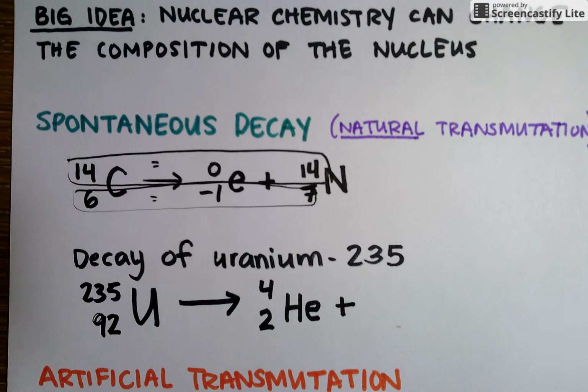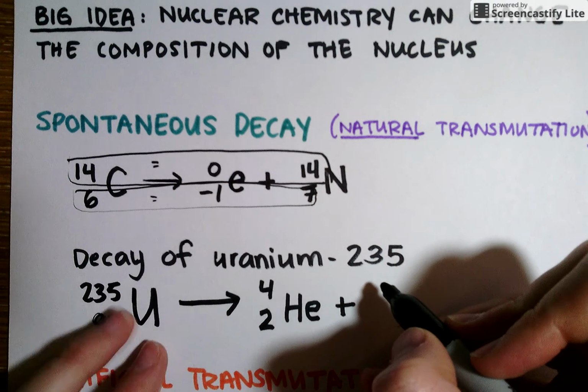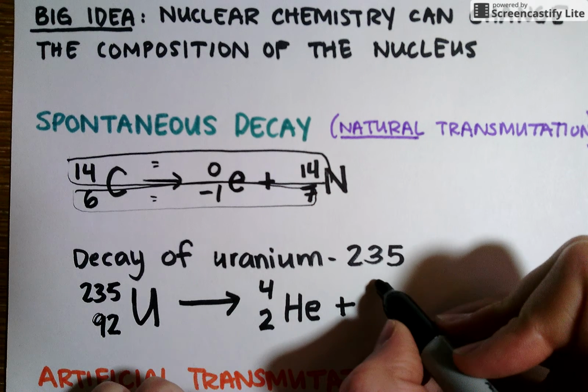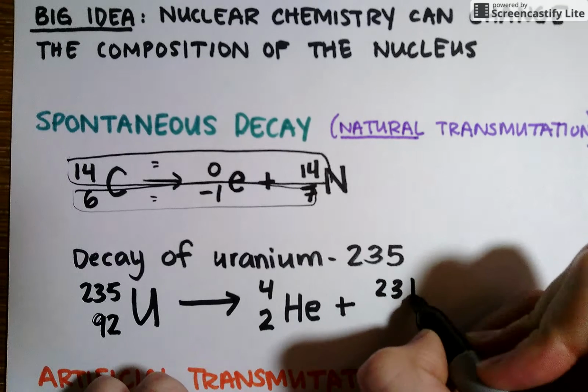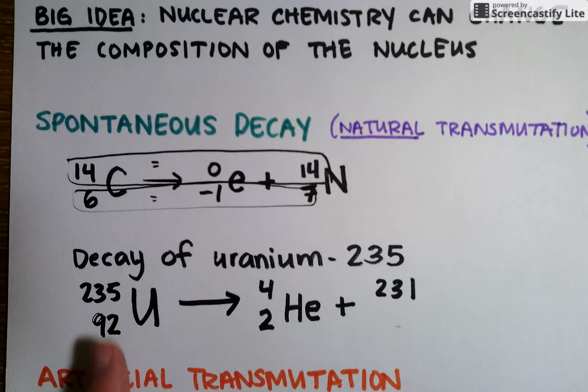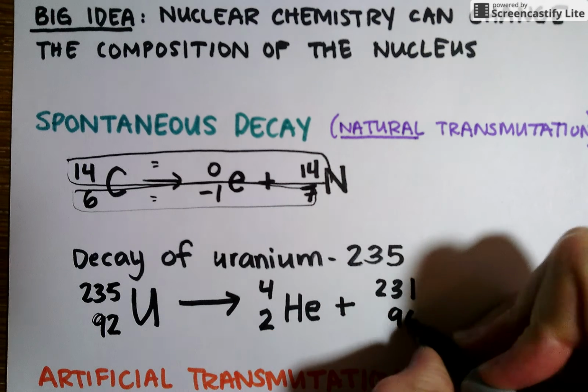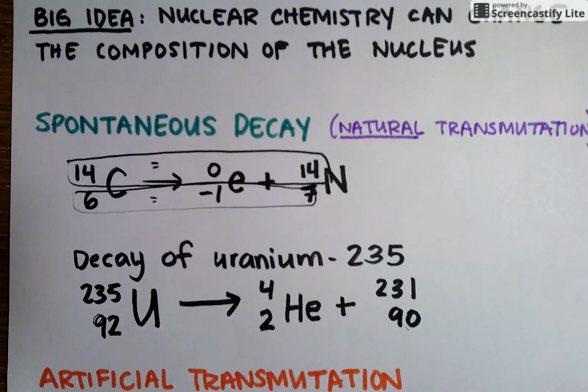And that something new has to make sure that our mass stays the same across the top. So 235 is equal to 4 plus 231. And the same situation has to be true along the bottom. 92 has to equal 2 plus something. That something is 90. And we can flip to our periodic table and find atomic number 90.